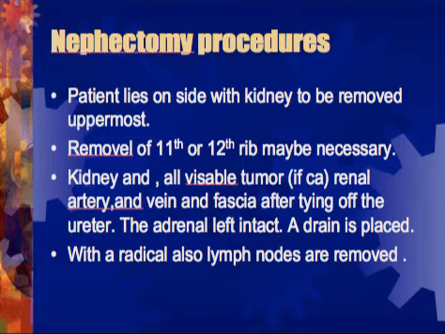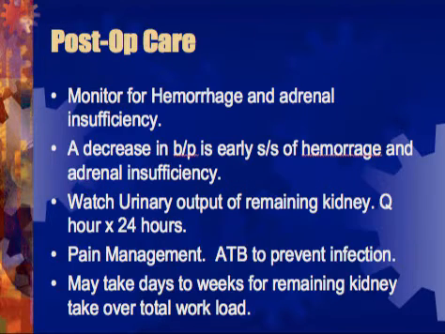Nephrectomy procedures: the patient will lie on the side with the kidney to be removed uppermost so the surgeon can reach it. Removal of the 11th or 12th rib may be necessary to get to the kidney. The kidney and all visible tumor are removed, if it's cancer, along with the renal artery and vein and fascia after tying off the ureter. The adrenal is left intact. A drain is placed, and if they're having a radical nephrectomy, lymph nodes will also be removed at this time.